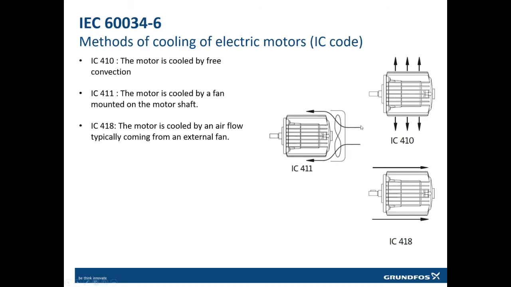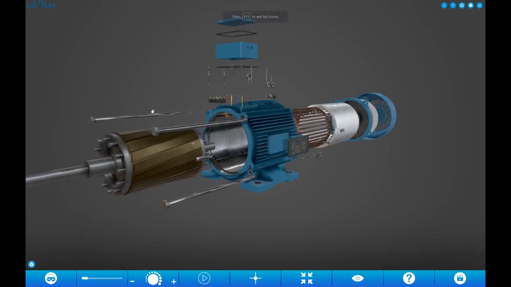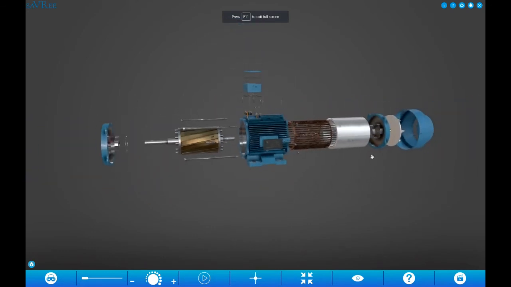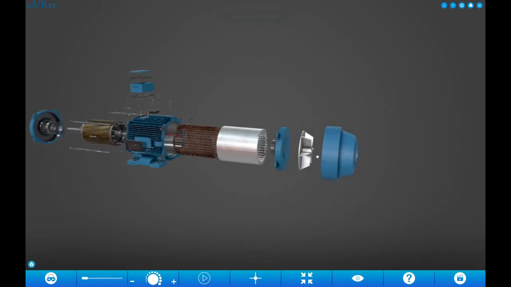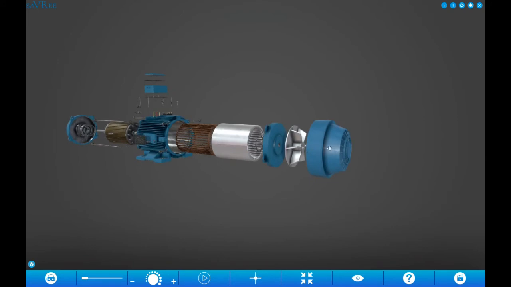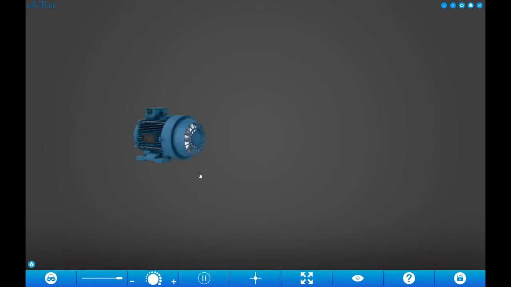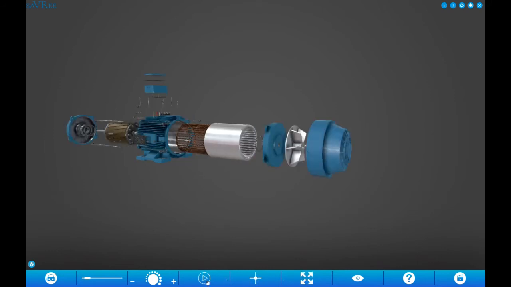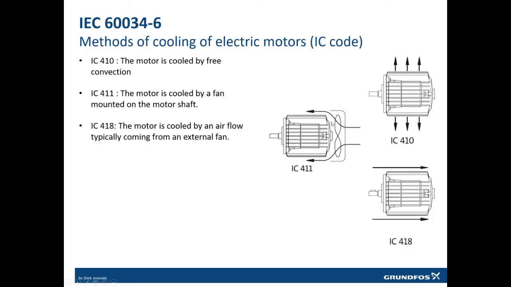But if we are living in a hot region, we need to have an additional fan installed on the motor, and this is what you can see in our example. This is the fan which is installed on the shaft of the pump. Once the motor is operating, this fan will also be operating, and this fan will give the cooling air.